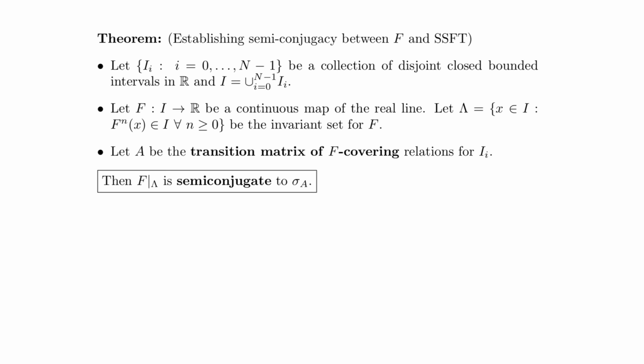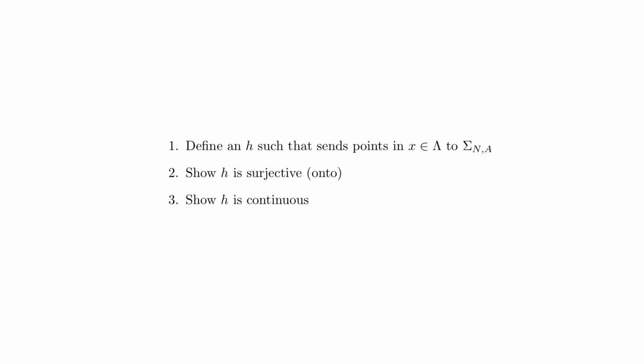Let's now come back to the theorem. The proof of this theorem proceeds very similarly to the proof of the analogous theorem for the logistic map being conjugate to the shift map. You need to prove or find three things. First, define an H that sends points in Lambda to points in the sequence space Sigma N. Show that H is surjective, or onto, and show H is continuous. I'll give you an idea of the first and second points, and you can refer to the notes for the more complete proof.